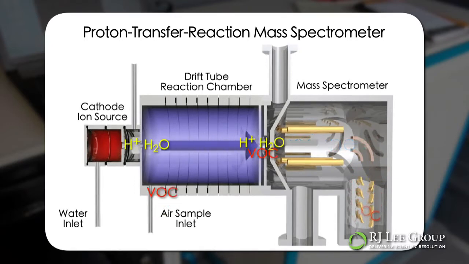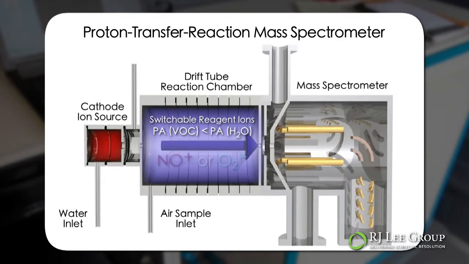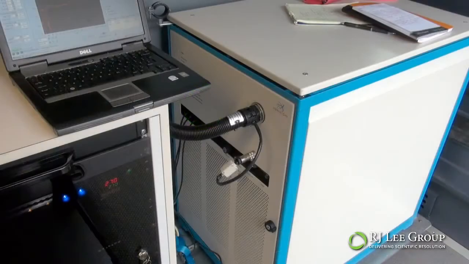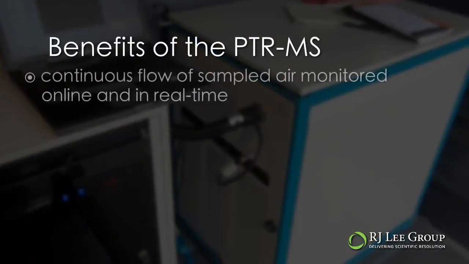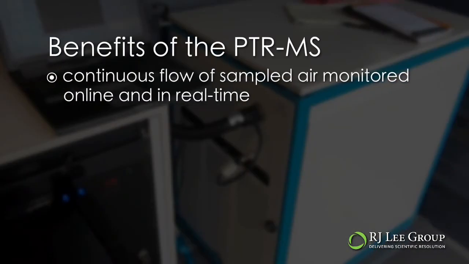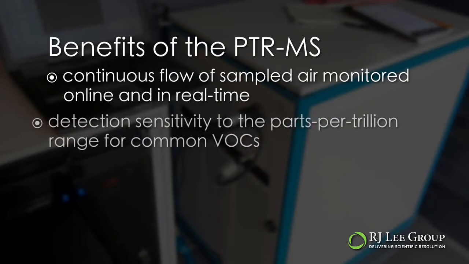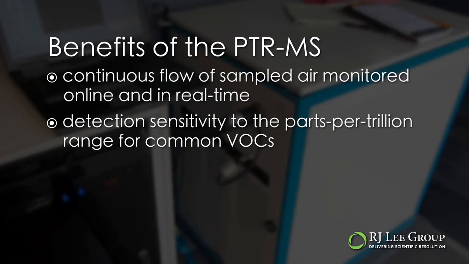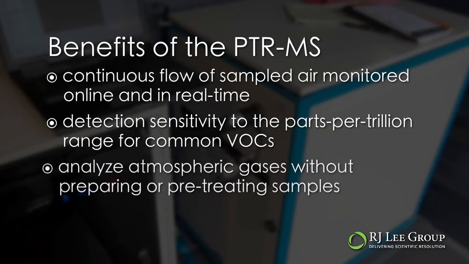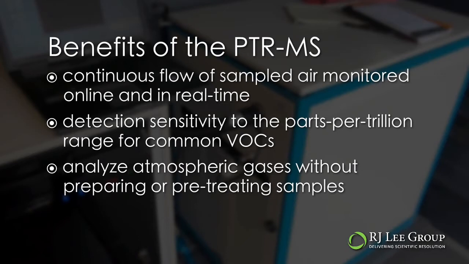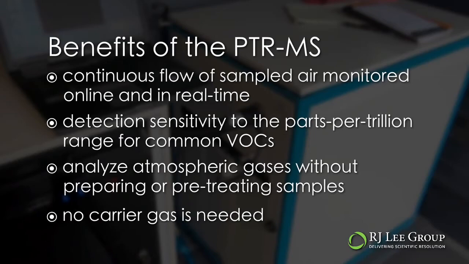Air samples continuously flow through the drift tube without needing any carrier gas, and with switchable reagent ions, the system can detect other compounds with proton affinities below H2O using NO+ or O2+ as the reagent ion. The PTR-MS instrument aboard the mobile lab has several benefits. A continuous flow of sampled air can be monitored online and immediately in real time. It has a detection sensitivity to the parts per trillion range for common VOCs. It can analyze atmospheric gases without having to prepare or pre-treat samples before they are measured, and the system requires no carrier gas since air samples are collected directly into the drift tube.